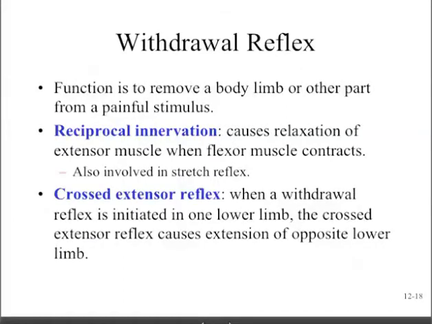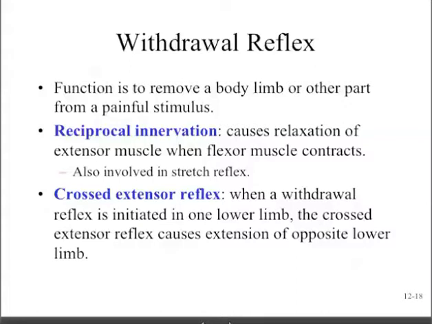The crossed extensor reflex is when a withdrawal reflex is initiated in one upper limb. The crossed extensor reflex causes the extension of the opposite lower limb. As an example, if you were walking on the beach in your bare feet and you stepped on a piece of glass with your right leg, the right leg would go up, the left leg would go bolt straight in an effort to retain your balance, and you would, as a result, remove yourself from the painful stimulus. So we see two reflexes going on at the same time, right?